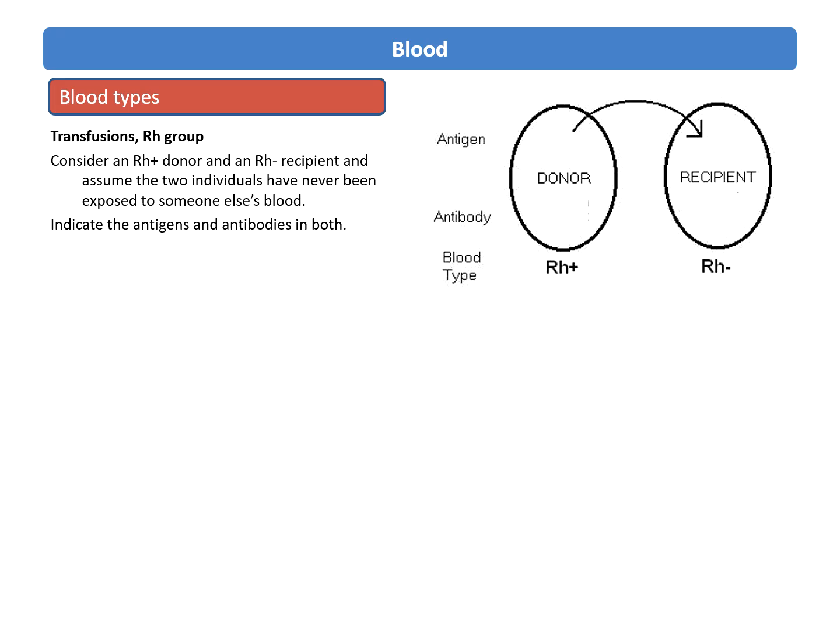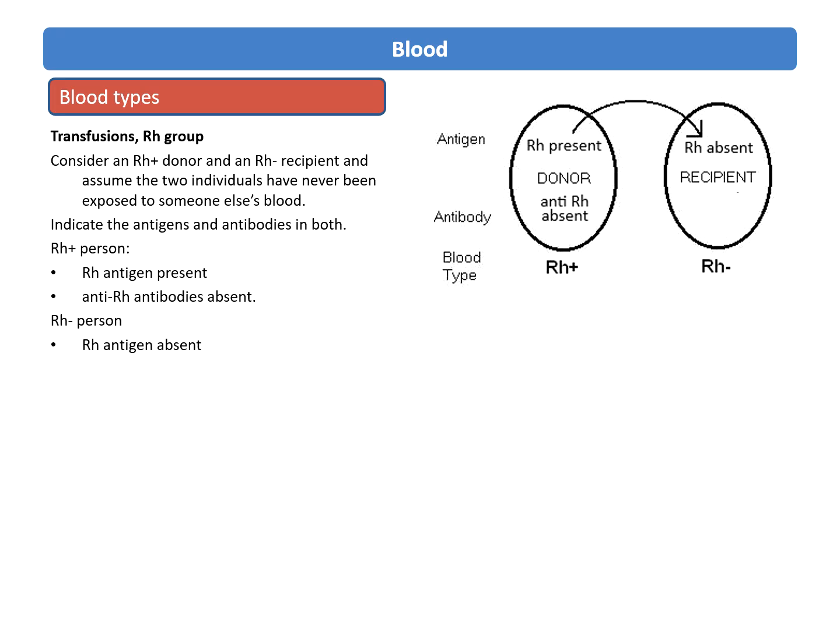Indicate the antigens and the antibodies in both. The Rh positive person, the antigen is present. After all, that's what determines the blood type. The anti-Rh antibody, however, is absent. In the Rh negative person, the Rh antigen is absent, and the anti-Rh antibodies are absent. Would this be a safe transfusion? Well, it would, because you can't have a reaction between something and nothing. But there's a very important stipulation, as we'll address in a moment.